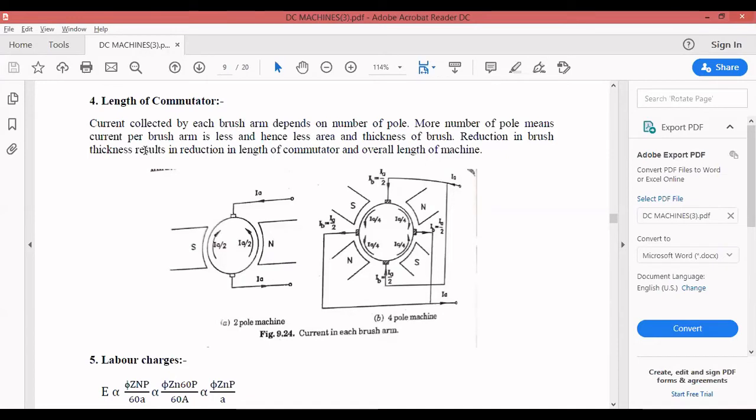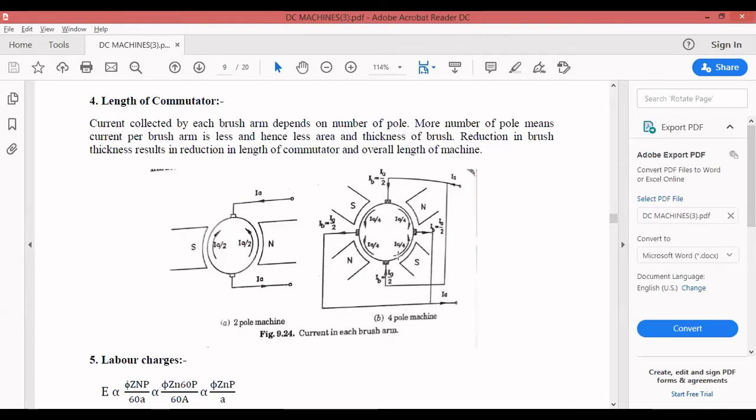More number of poles means the current per brush arm is less, and hence less area and thickness of brush. If you go for a two pole machine, the current is divided exactly by two, and the area of brush will definitely be more. If the number of poles increases, the number of commutator segments also increases, but the area of the brush collecting the current decreases. Reduction in the brush thickness results in a reduction of the length of the commutator and the overall length of the machine. So once you have a reduction in the brush area, the length of the commutator will be reduced, and finally the overall length of the machine will also be reduced.